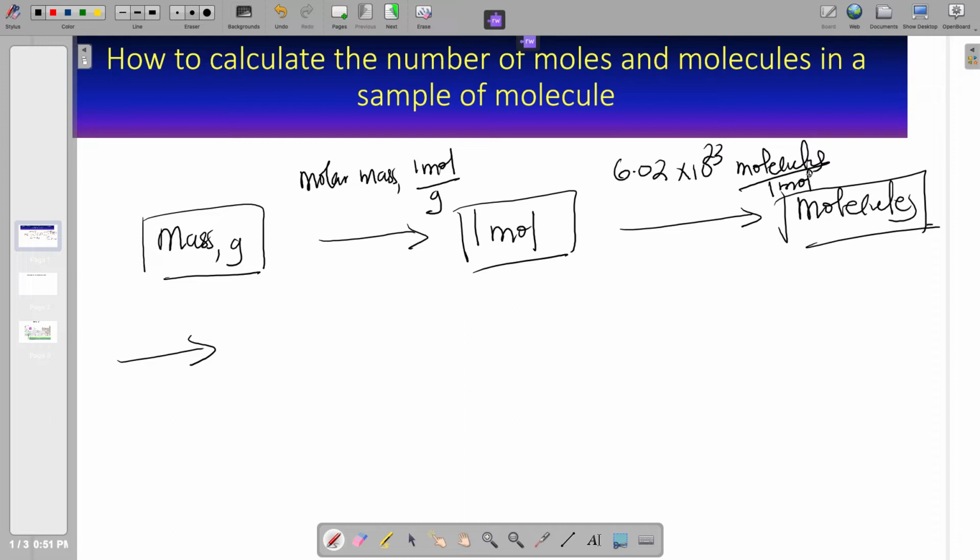Okay. So this is the direction you need to recall. You have to go from mass to moles to molecules, so from left to right. Okay. So that is all we need for this particular problem. So let's look at an example.